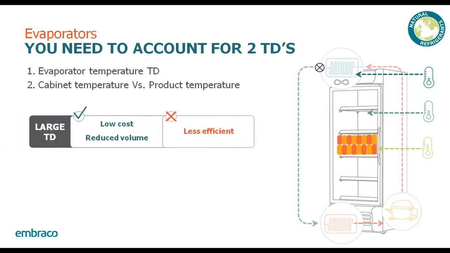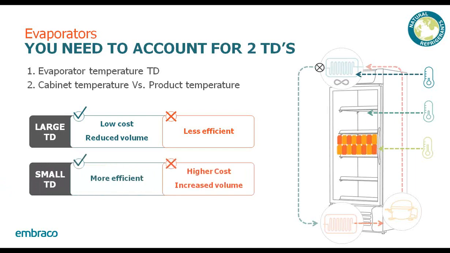Also, we need to look at the temperature difference between the evaporator and the ambient as well. Also, this will be 8 to 15 degrees. The larger your TD, the lower cost of your evaporator is going to be, because you have less material, because you're going to have a smaller evaporator. The unfortunate side effect of this is that you have a less efficient system. The greater the TD, the more work you're going to have for the compressor.